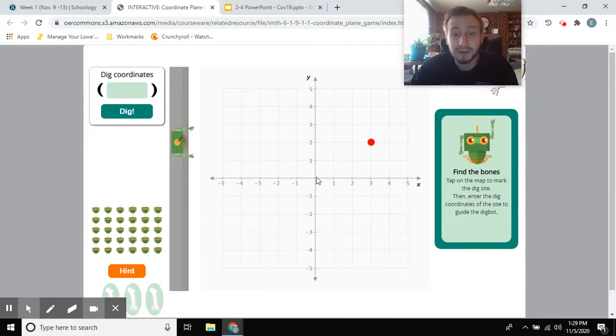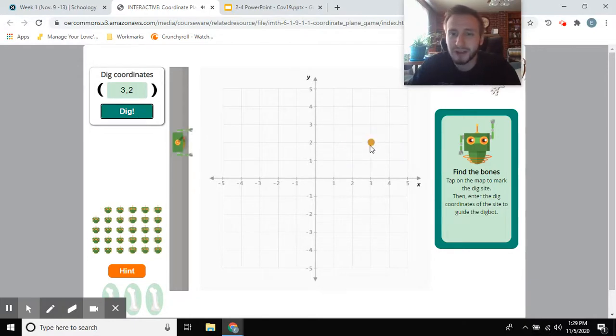My x value, so if I start at the origin, my x value is 1, 2, 3. So I write 3, comma, don't forget the comma, and then what's my y value? How far up did I go? 1, 2. So I type 2. And then when I'm ready, I say dig.